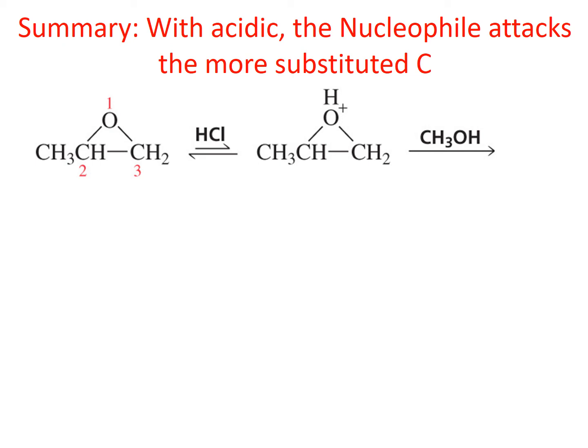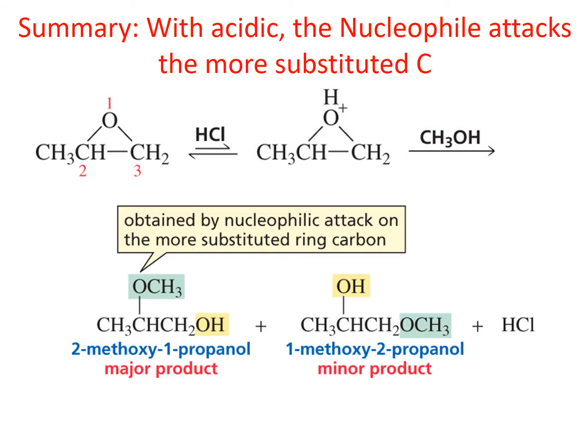So when there's acid around, the nucleophile will always attack the more substituted carbon. So if we look at our sample here, what carbon's more substituted, carbon 2 or carbon 3? Carbon 2 is going to be more substituted, so the nucleophile is going to attack at that position. So here you have your major product being your methanol adding at the more substituted carbon, carbon 2, and your alcohol being on your less substituted carbon.